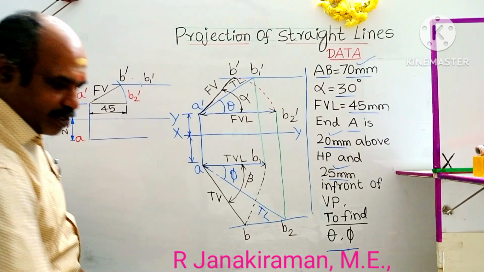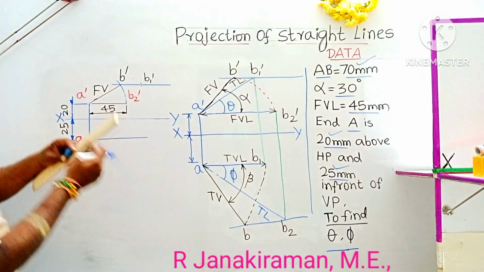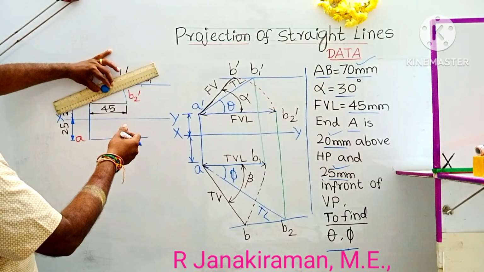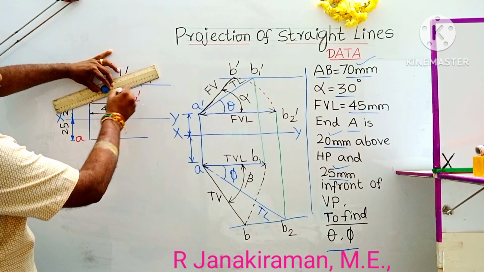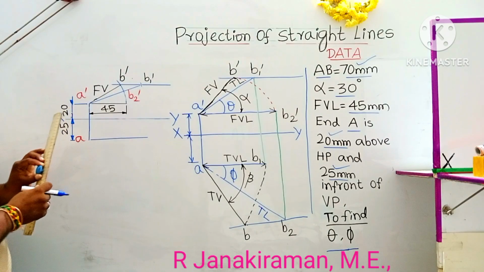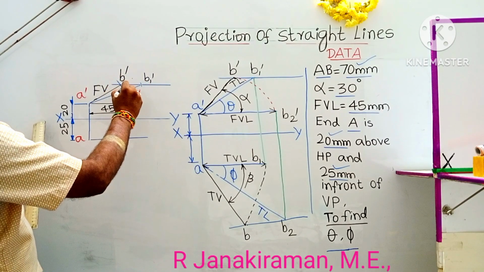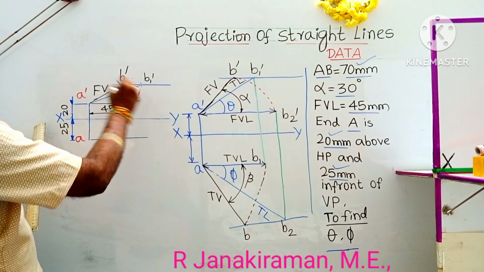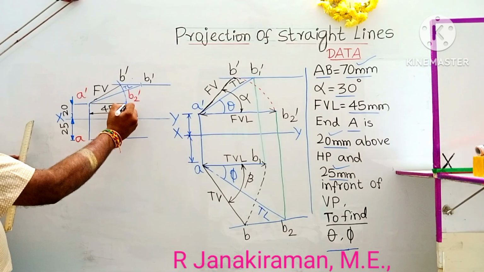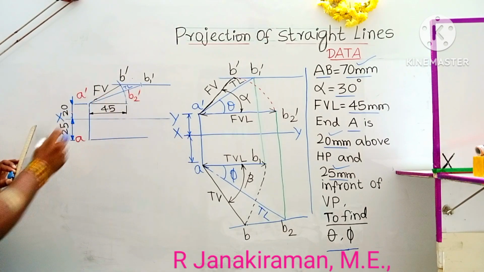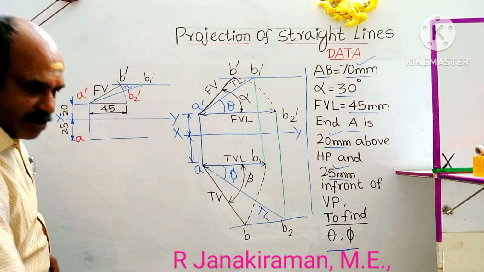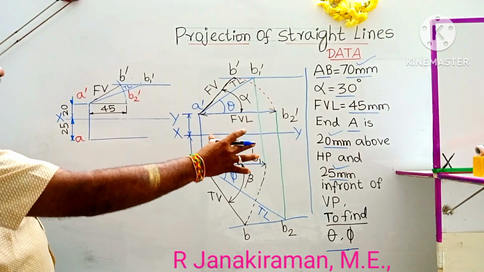Join A dash and B1 dash. It is 70 mm, the true length. Yes, TL. This point is B2 dash. Earlier we put a notation for this. Then you have to complete the projections comparing with this reference diagram.